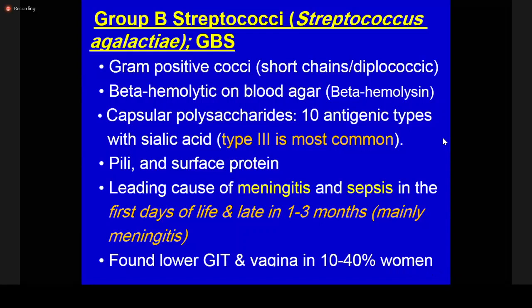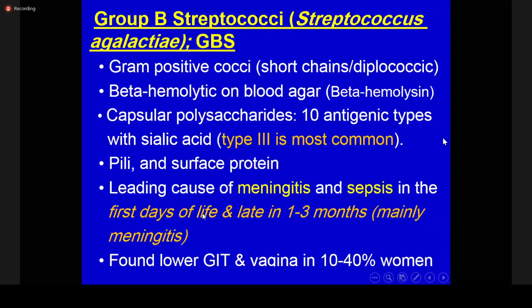They are capsulated microorganisms, remember, so gram-positive, beta-hemolytic, capsular. They have 10 antigenic types with sialic acid. Type 1, 2, 3, etc. Type 3 is the most common one. So if I ask you what is the most common type of group B streptococci, you will say to me, type 3. They also have pili for attachment and surface protein. They are a leading cause of meningitis and sepsis.